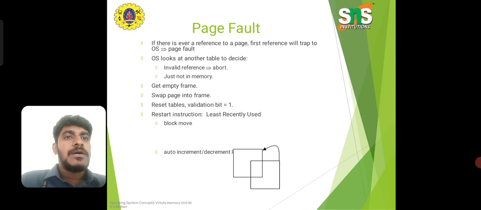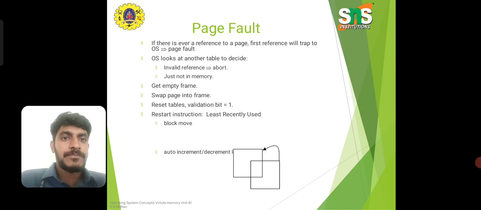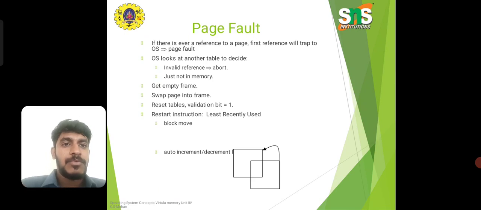Then the page fault. If there is a reference to a page, the first reference will trap to the operating system, causing a page fault. The OS looks at another table to decide. An invalid reference is aborted; if it is just not in memory, we get an empty frame, swap the page into the frame, then reset the tables, with the validation bit equal to 1.